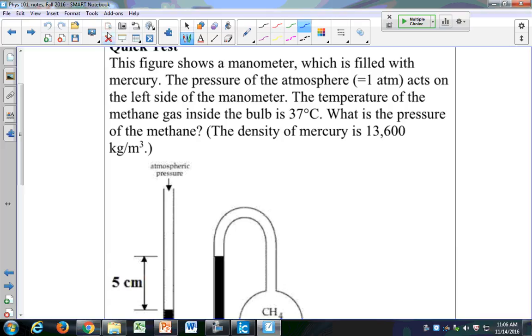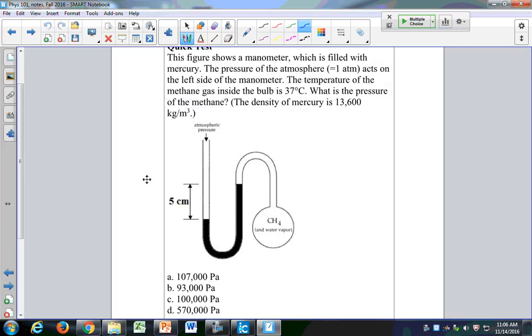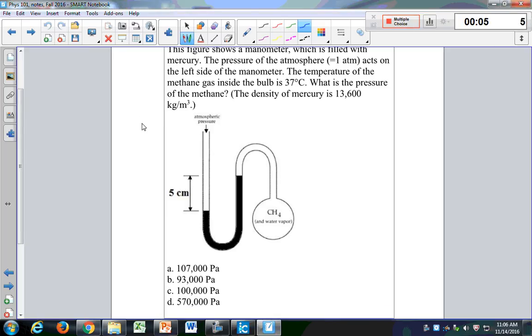All right, let's try this one. It's on page 191. This has a manometer. You have atmospheric pressure on this side. We have methane on this side. It's at 37 Celsius, and I want to know what is the pressure of the methane. This is filled with mercury.